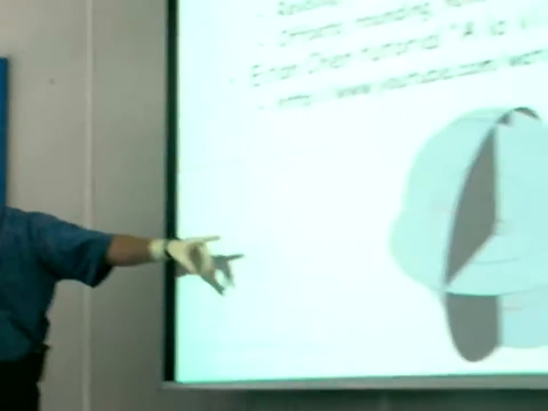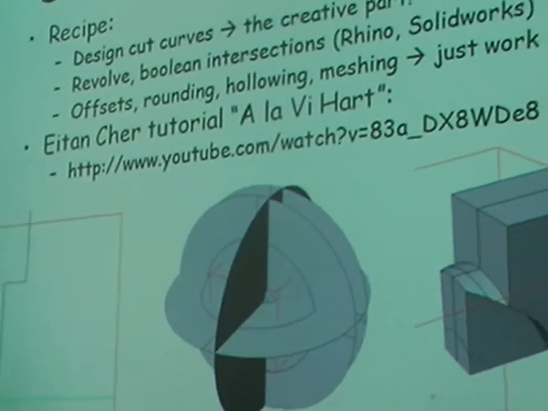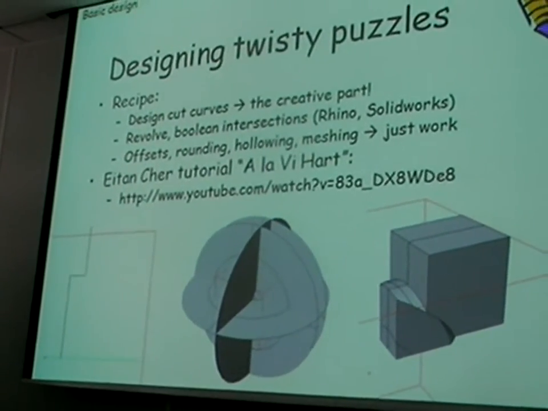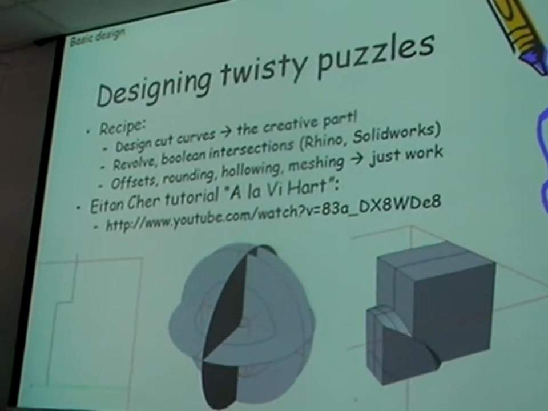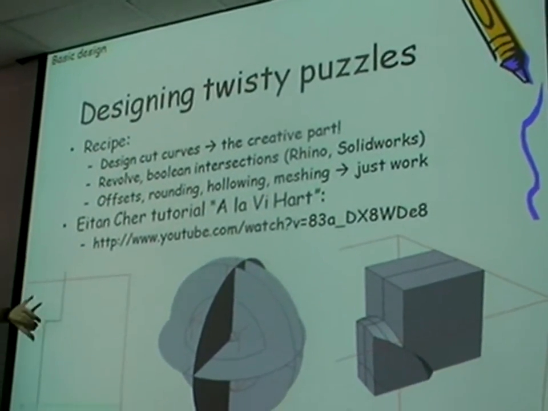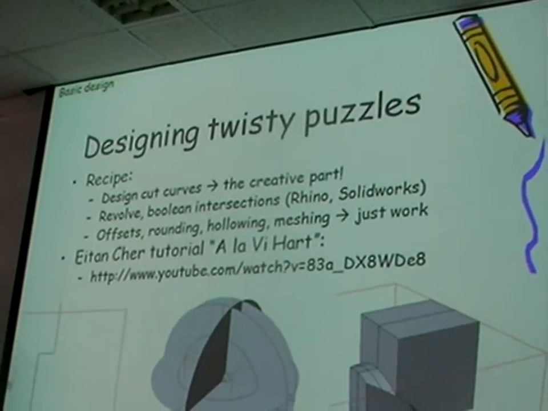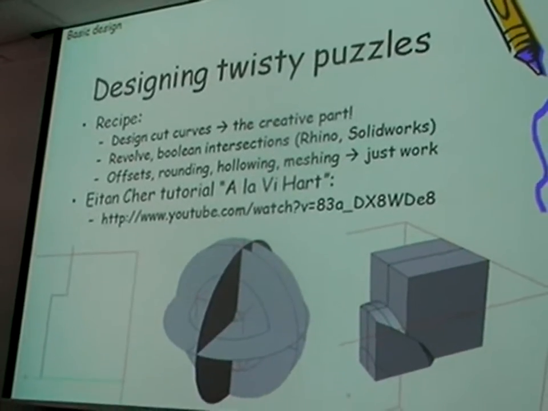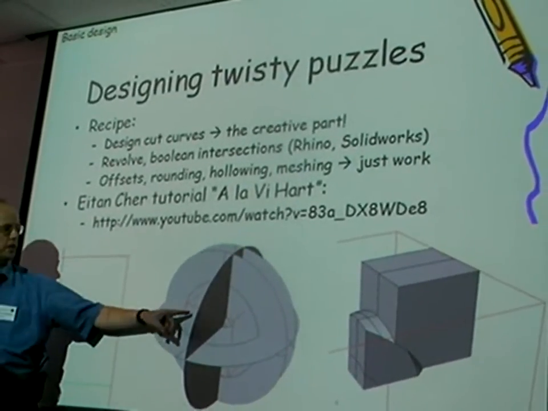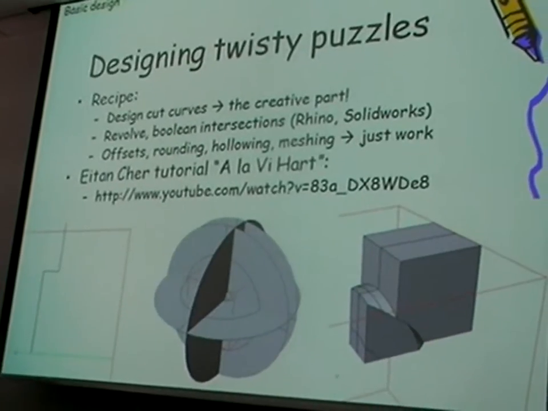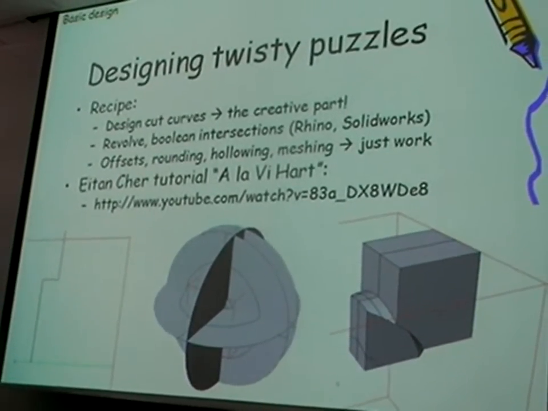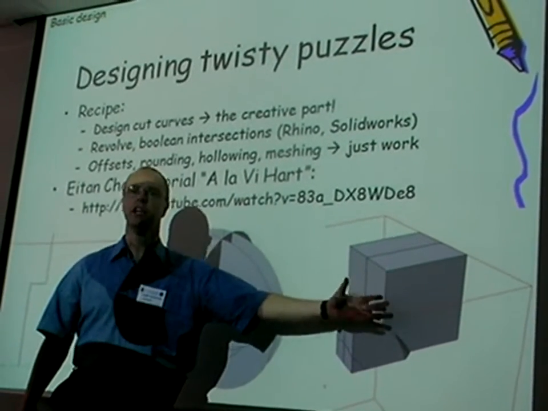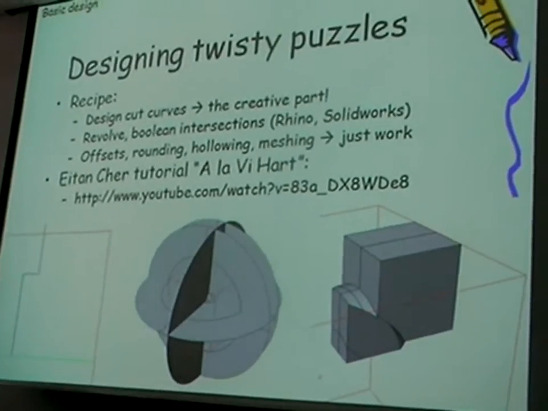For a Rubik's Cube, the original Rubik's Cube has a very basic cut line. It's just a straight line, a straight line, straight line. And that's all that's needed to design the Rubik's Cube. The next step is to revolve this curve. In any decent computer-aided design program, you can make a revolution, and then you get these types of shapes. Then you do Boolean intersections, and you get a piece that looks like this, and everybody recognizes that's an edge of a Rubik's Cube.